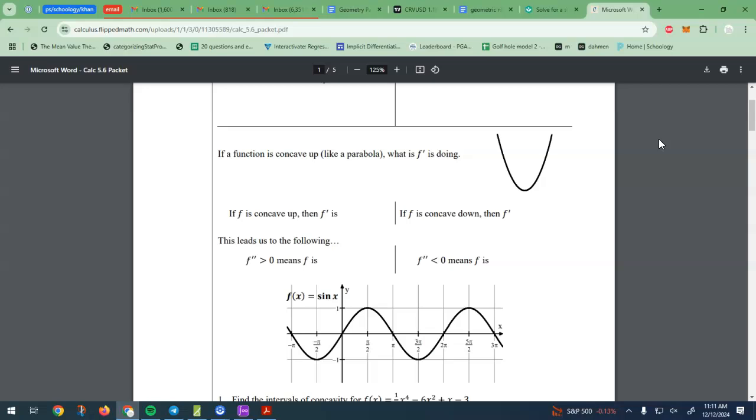Concave down, so f prime would be decreasing. And f double prime negative. Second derivative negative means f is concave down.